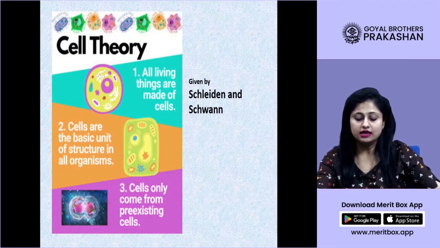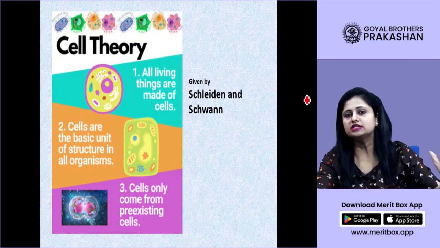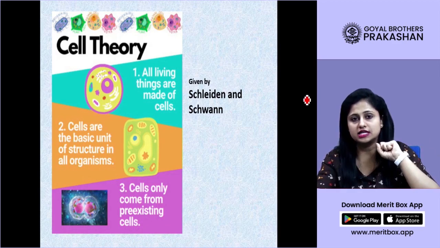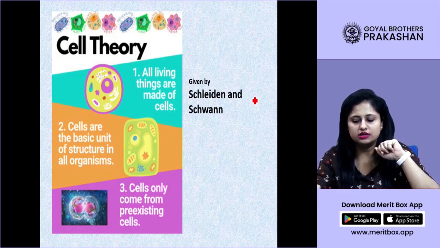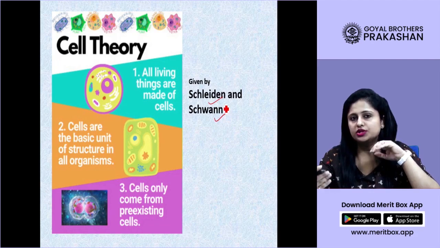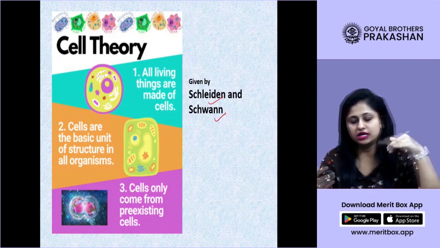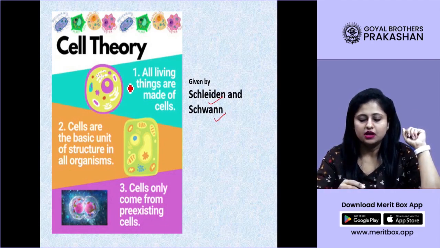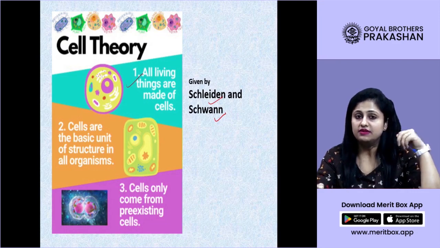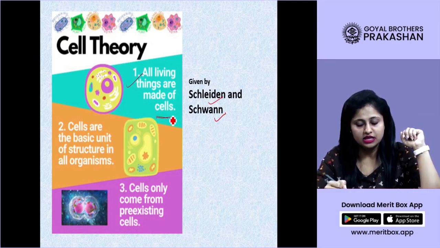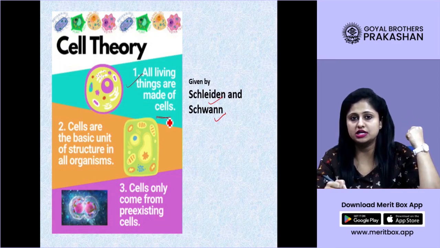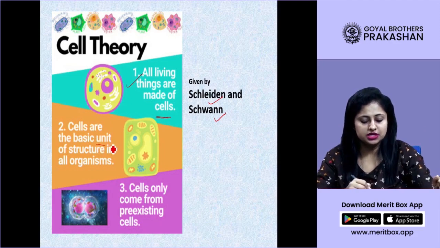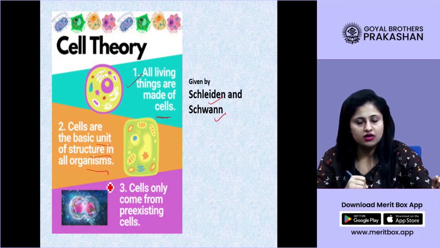Now come to another topic, cell theory. There are three postulates of cell theory. First, it's important to know who gave this cell theory. There were two biologists, Schleiden and Schwann, who together made contributions to give the postulates of cell theory. According to the cell theory, all living organisms or living things are made up of cells, and cells are the very basic functional and structural units of our life. Number two, cells are the basic unit of structure in all organisms.